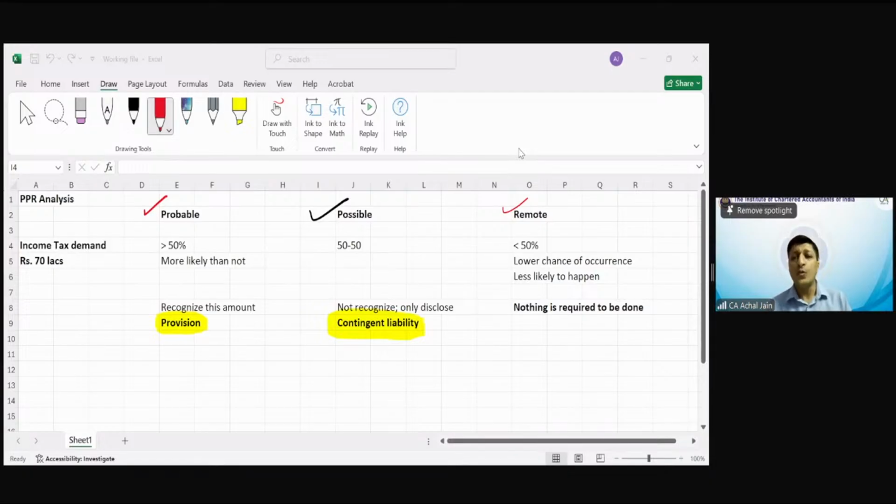So what will the management do? It's an important matter. Amount involved is high. So management will have to disclose this in the financial statements and call it a contingent liability. Contingent liability means this liability is contingent upon some events, occurrence of which is not known at this point of time. A contingency is attached. So there is a liability, but a contingency is attached to this liability.